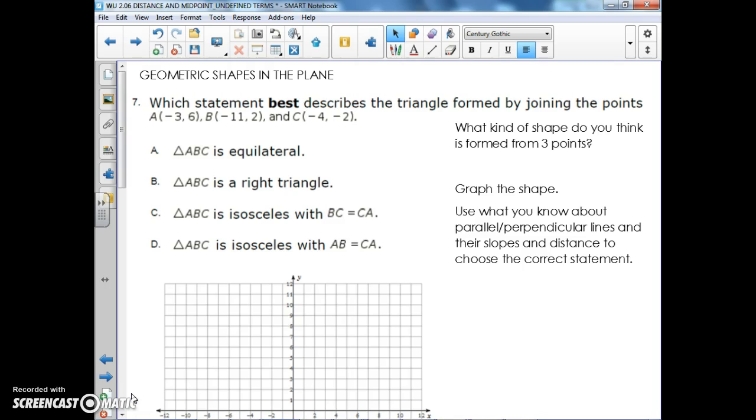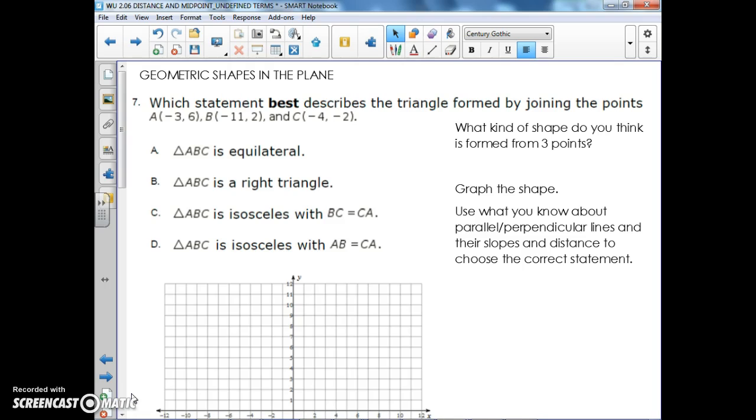Scalene means that no sides are equal. Equilateral means that all sides are equal. You could also have a right triangle, which means there's a right angle inside the triangle. An acute triangle, which means all angles are smaller than 90 degrees. Or an obtuse triangle, in which one angle is greater than 90 degrees. Okay, so now we know all about triangles.